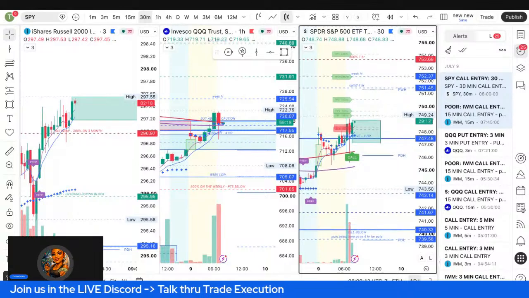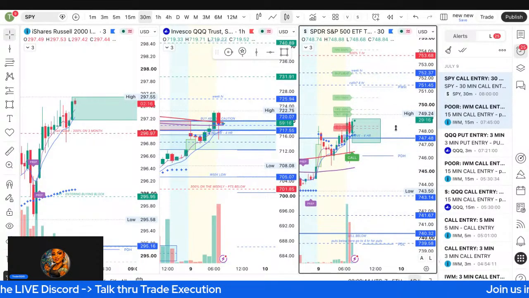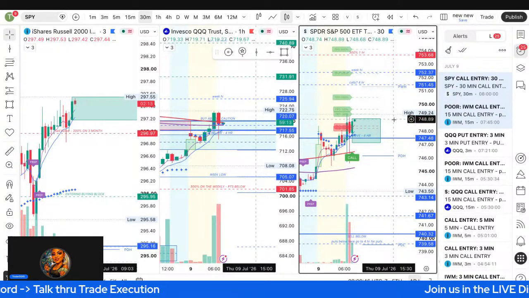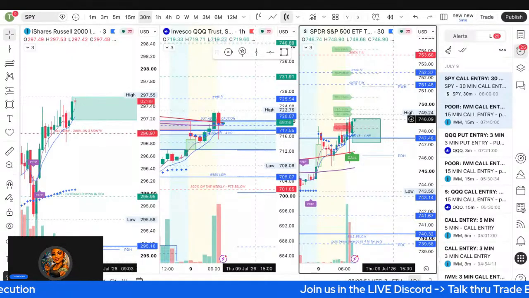If you're watching on your low time frame, you might want to just mark these levels. But as long as we start to break out above this level right here on the lower time frames, then I anticipate more upside on SPY.